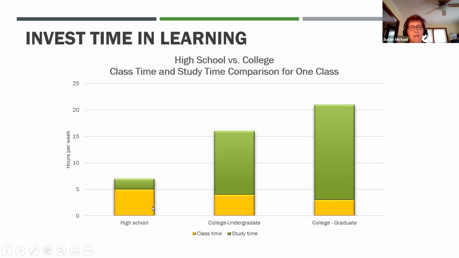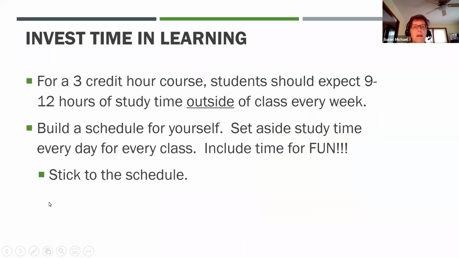So right now, in transitioning from high school to college, we're asking you to make this huge leap in the amount of personal study time that you invest in your classes by roughly 5 to 6 times. For a 3-credit hour course, students should expect to spend anywhere from 9 to 12 hours of study time outside of class every week.